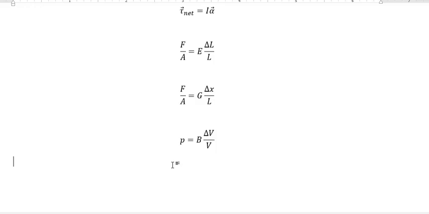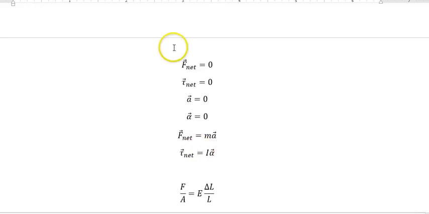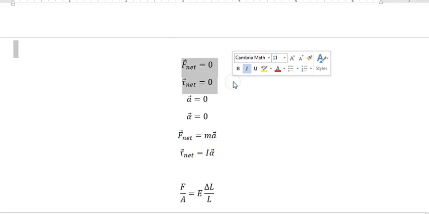Any other questions? The big takeaway from this is statics, which is that right there, which is a whole course. Right? That's a whole course.